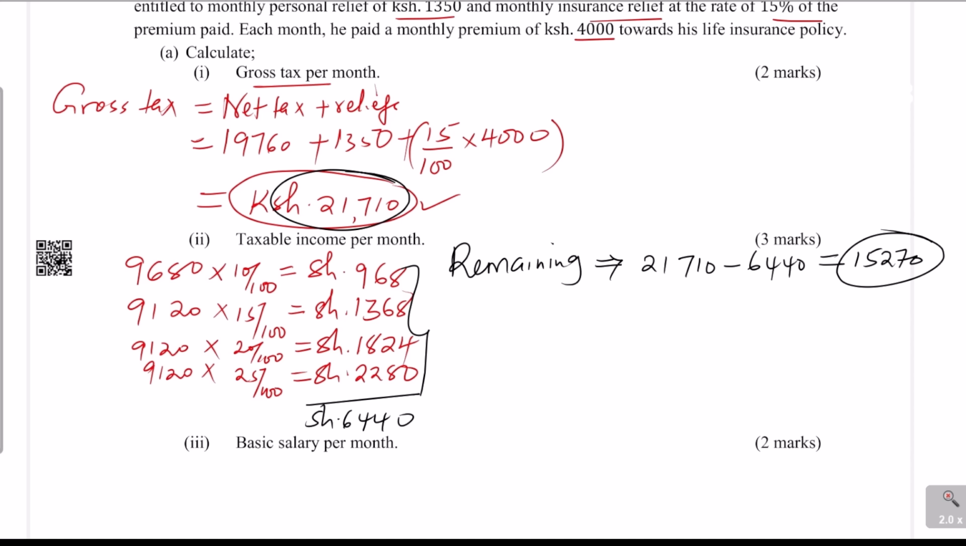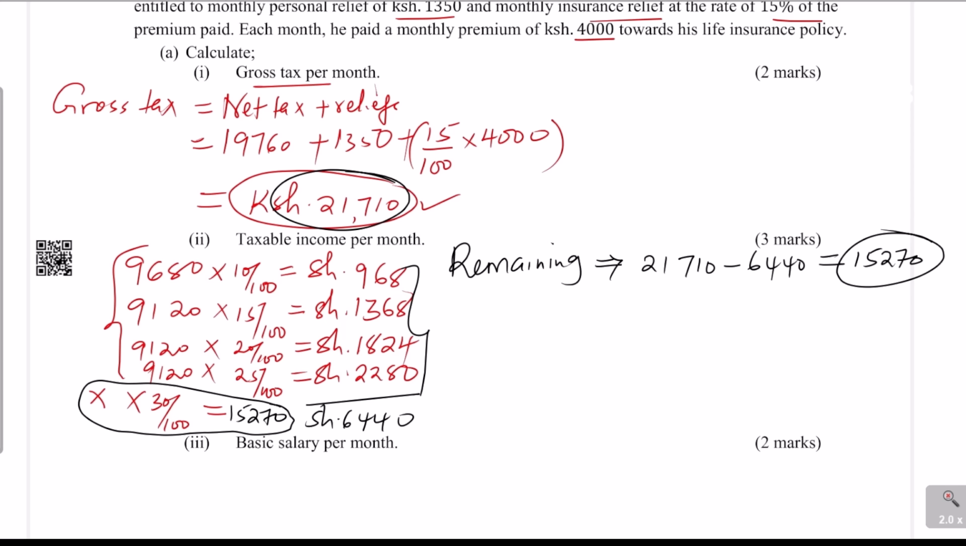So now in the last band, we don't have the income. We can call that income X, the taxable income. Remember this column here, this is for the taxable income, 9680, 9120, 9120. That is taxable income. So we need to get the income that was taxed at the rate of 30% in order to get this particular tax that is here. That is 15,270. So we need to work out these. So these will give us the taxable income in that band, because that is the last band.